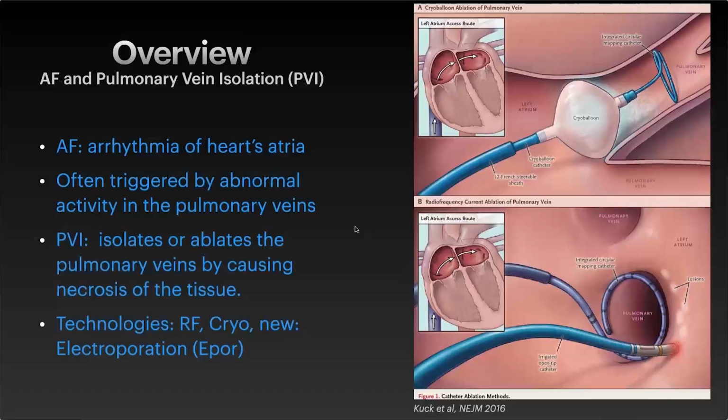Typical technologies are RF energy, radiofrequency energy, or cryo, delivered as you see here with a cryo balloon. And then the last 10 years or so, a new technology has been coming forth, and that's electroporation, which is the one that I'm going to be focusing on today.